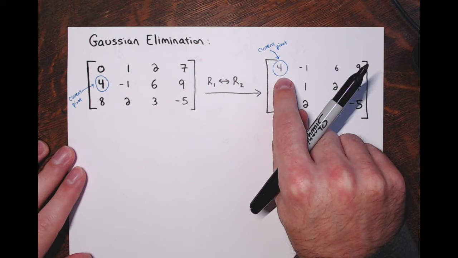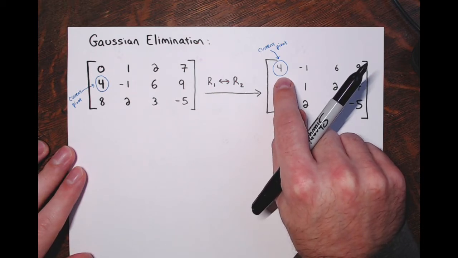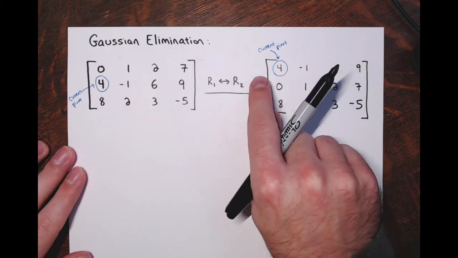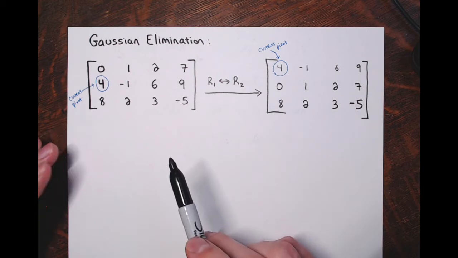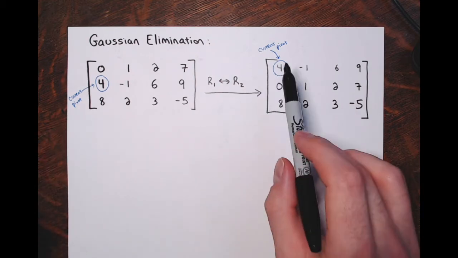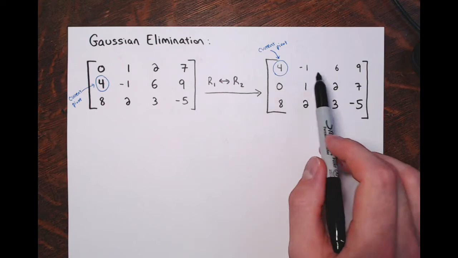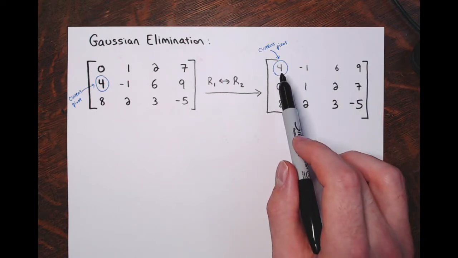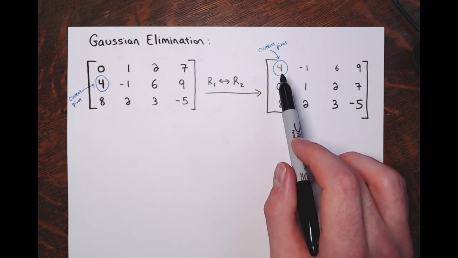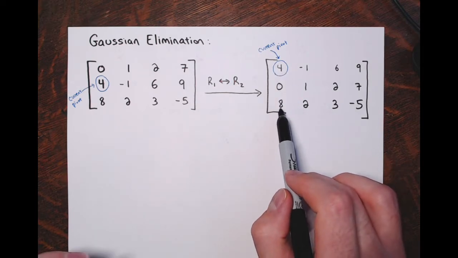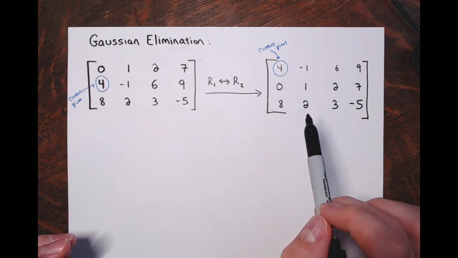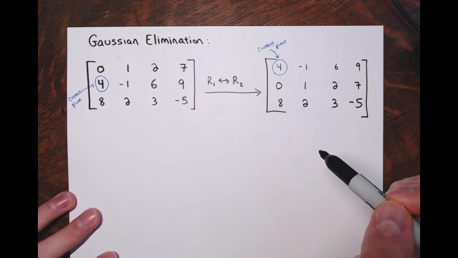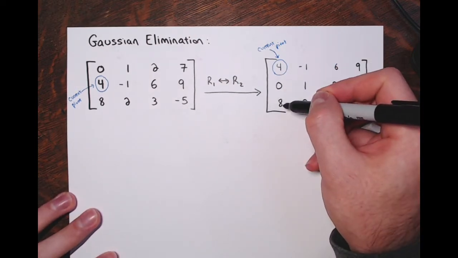So now usually I'd turn these into 1s. Remember, another row operation was you could multiply a row by some non-zero number. So usually I would multiply this row by a quarter just to make this pivot into a 1 instead of a 4. But I'm going to leave it the way it is because I see that this entry down here, this 8, is a multiple of 4, so it'll be easy to eliminate. So I'm going to do what's called zeroing out. We're going to zero out this 8.